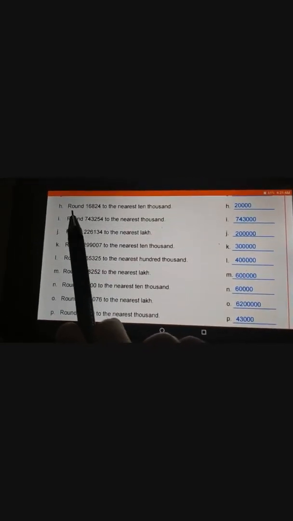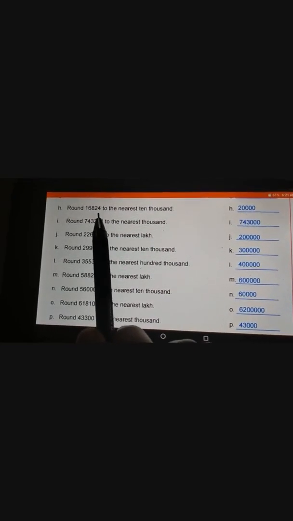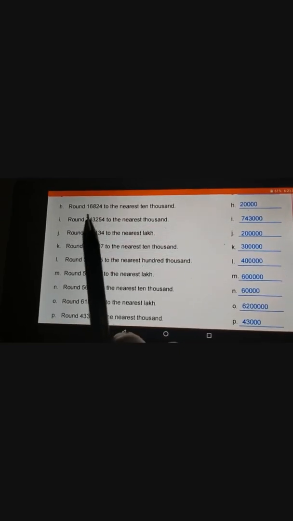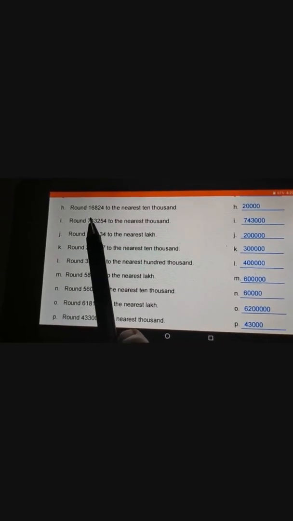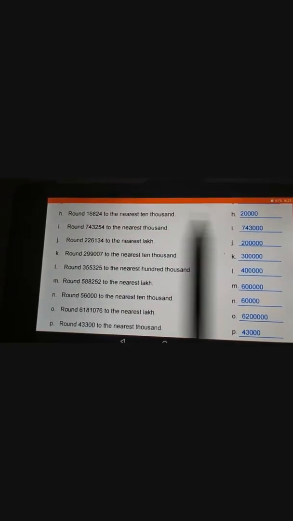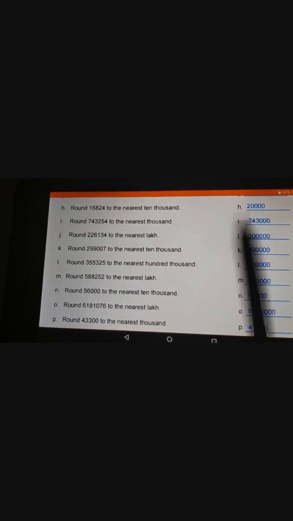So next question is round 16,824 to the nearest 10,000. So 6 is more than 5, greater than 5. So we have to add 1 in the 1,000 place. So here 1 is the 10,000 place. So here we have to write 20,000.